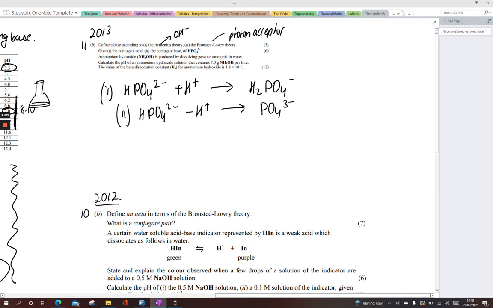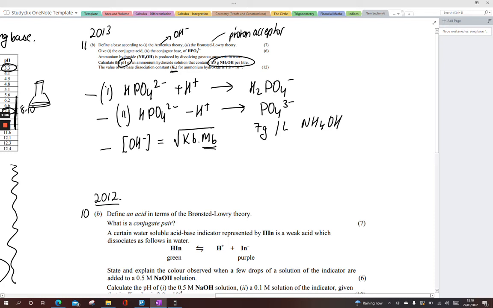Ammonium hydroxide is produced. Calculate the pH of ammonium hydroxide. Now it's a base because they're giving me a Kb value. So slightly different to this. What I'll initially work out is my hydroxide ion concentration is the square root of Kb times Mb. Only problem is I don't have my Mb, which means moles per litre. But they provide me with enough information. They say it's 7 grams per litre of NH4OH, ammonium hydroxide.